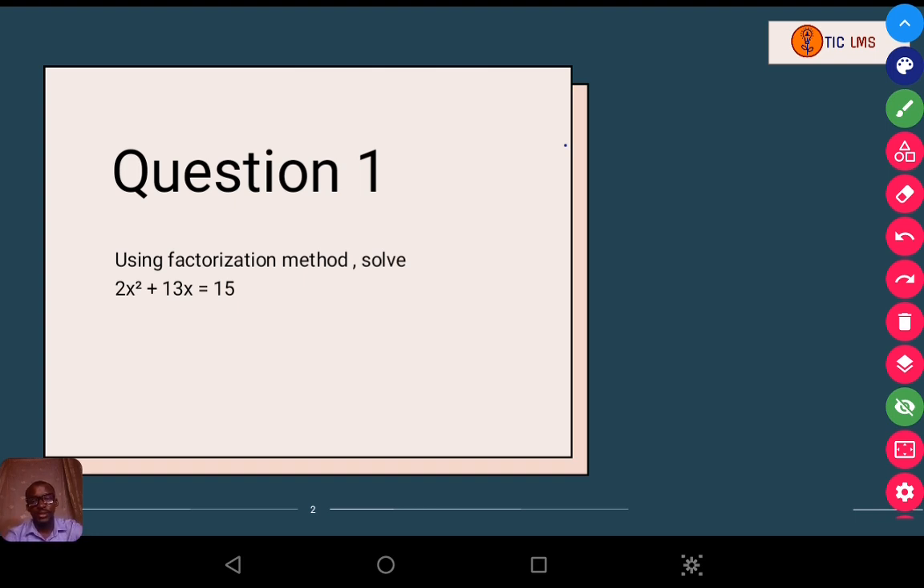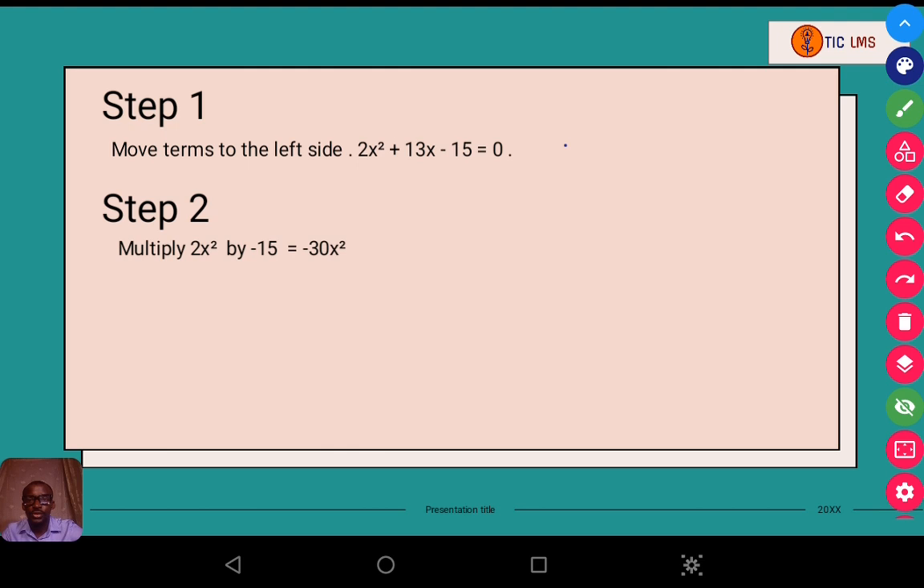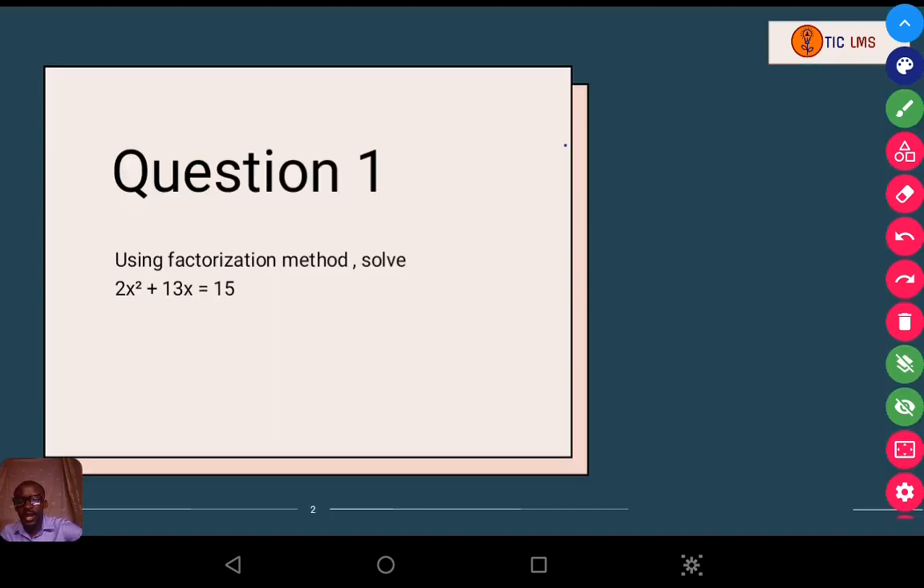So let's check out the first step. The first step says, move terms to the left side. So going back to the question again, if you look at the equation, this is the right hand side, and here we have the left hand side. We want to move all expressions, all numbers, all terms from the right hand side to the left hand side, and we have 15. Now 15 has a positive sign, because there is no positive or negative written there, but it's positive as it is because it's not written there.